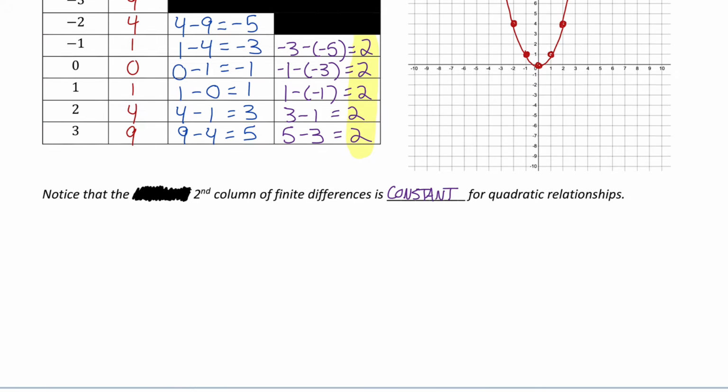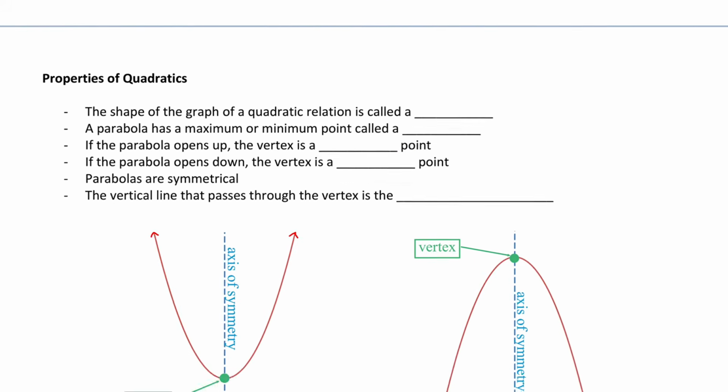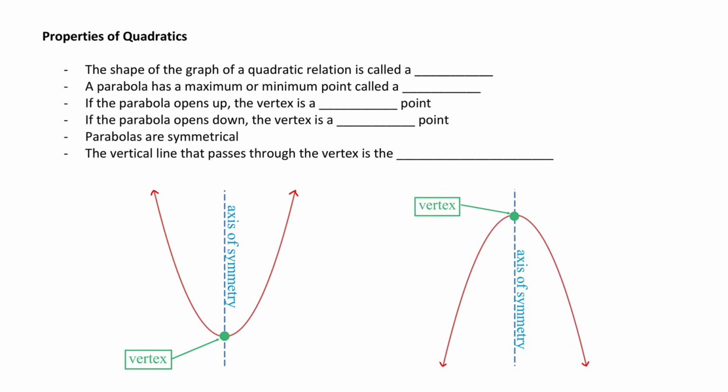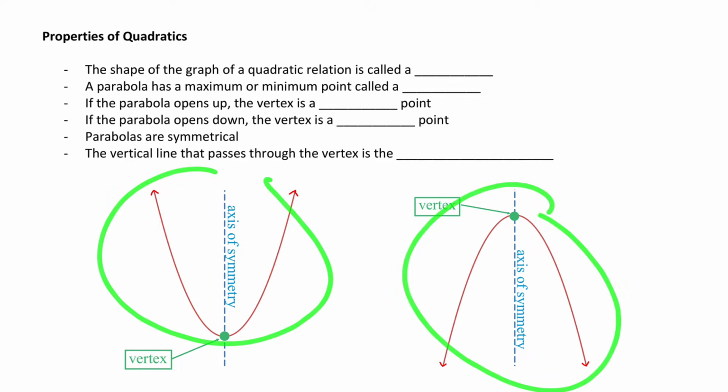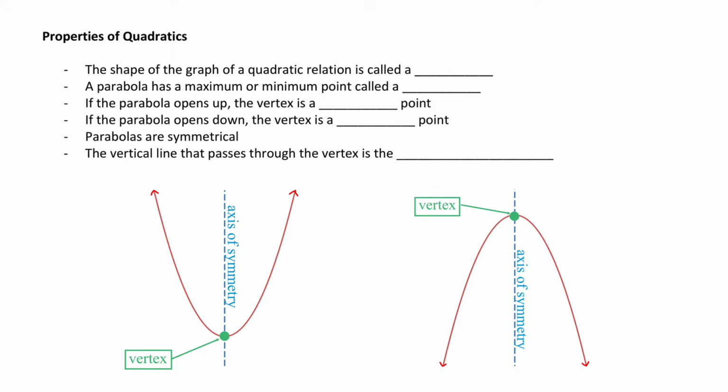And now let's move on in the lesson where we summarize properties of quadratics. So the shape of the graph of a quadratic relationship, which I have 2 samples down below here, and here, that shape that it makes, we call that a parabola.